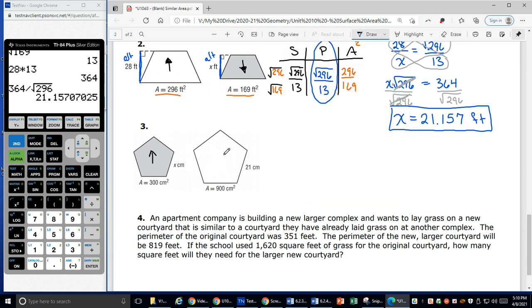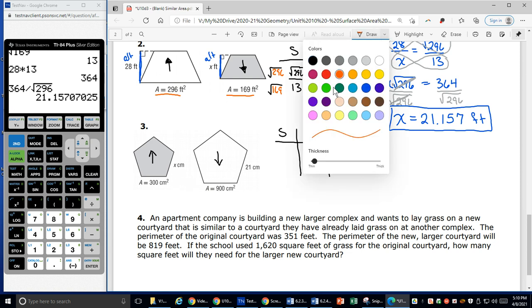Okay, 2 more. First thing I'm going to do is my up and down arrows and my SPA table. I usually put the left one on top and the right one on the bottom, and then SPA. Let's go to the SPA. That'd be nice. All right, what do I have 2 of? I have 2 areas. So I'm going to put those under areas.